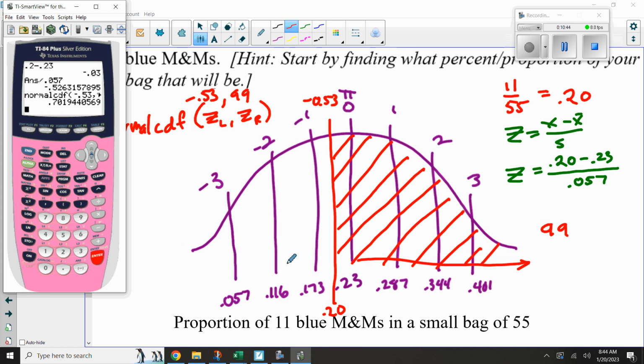And I find out, well, it looks like it's a 70% chance or a 70.2% chance. So I have a 70.2% chance of getting a bag of M&Ms with more than 11 blue. Pretty good. But let's continue.